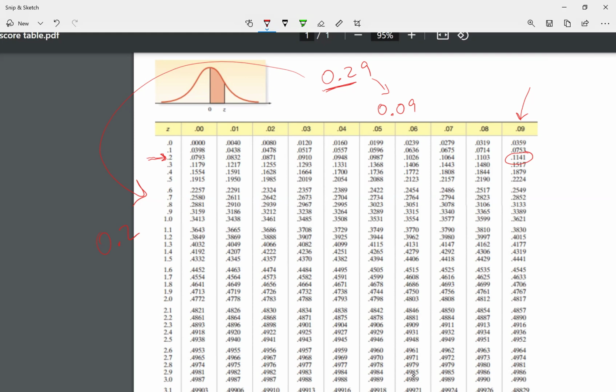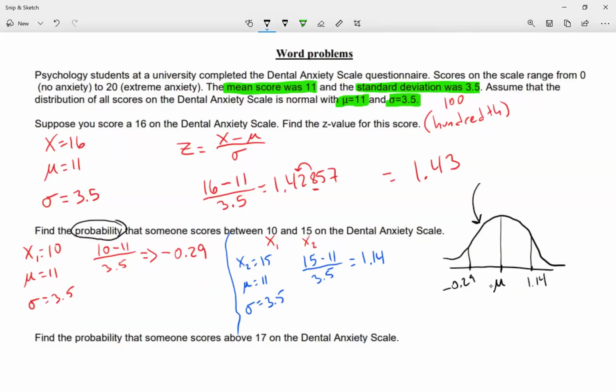So let me come back here. And I'm going to say this area is 0.1141. Good. That was not that bad. I need to find this other area. Now for this other area, I'm going to find out 1.14. I'm looking at my z-score, 1.14. So let me come back to my table here. Let me clear this out.